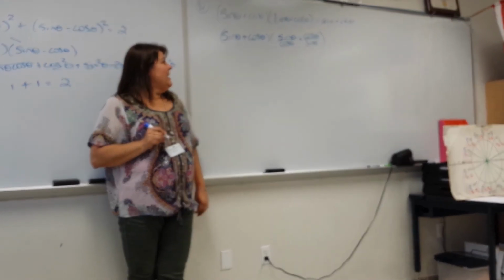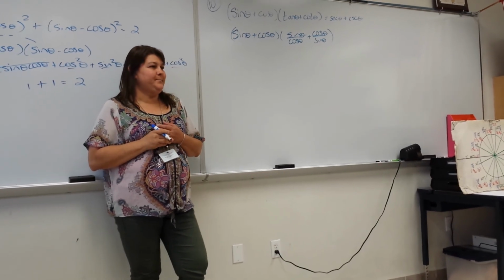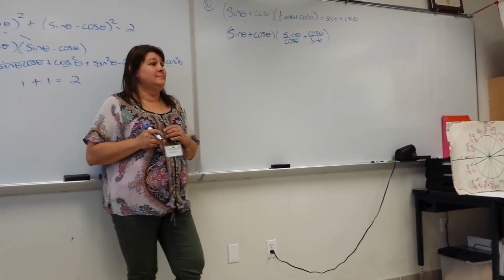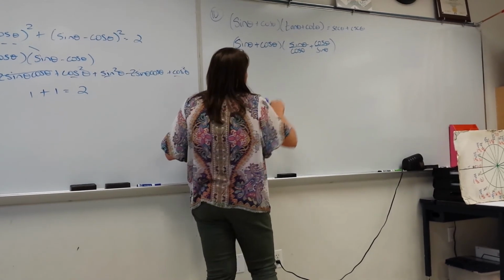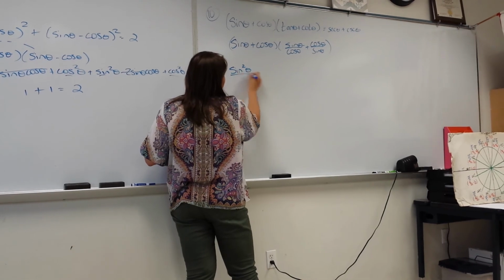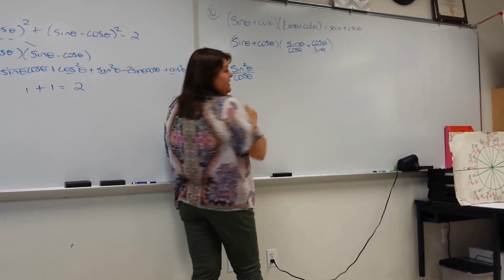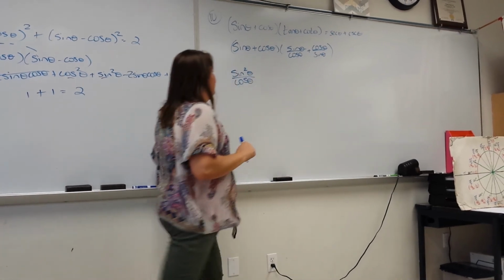All right, sine over cosine plus cosine over sine. Are we cool? Yep. Now what? Foil. So this times this would be what? Sine squared over cosine. Is everybody good? And then the sines cancel out.